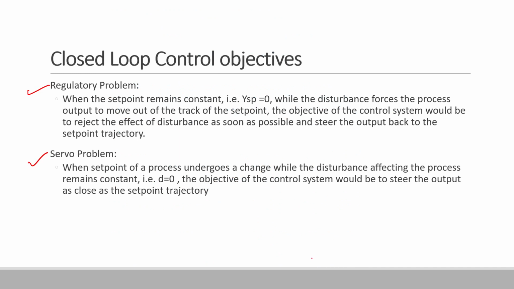Now there can be two kinds of control objectives. Right now we studied two different kinds of control strategies, that is feedback control and feed forward control. There can be two types of goals or targets that we want to achieve by using those control strategies. The first one is the regulatory problem and the second one is the servo problem. The regulatory problem, we also call disturbance rejection. And the servo problem, we can also call set point tracking.